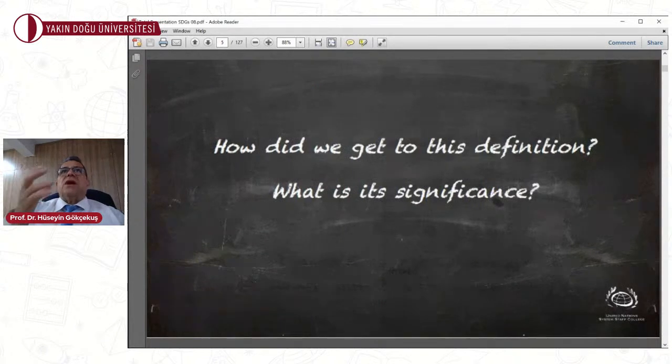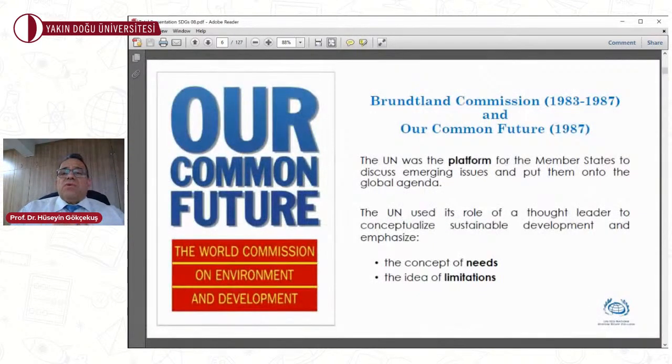The second question is, how did we get to this definition? What is its significance? The United Nations was the platform for the member states to discuss emerging issues and put them onto the global agenda. The United Nations used its role of a thought leader to conceptualize sustainable development and emphasize the concept of needs, the idea of limitations.